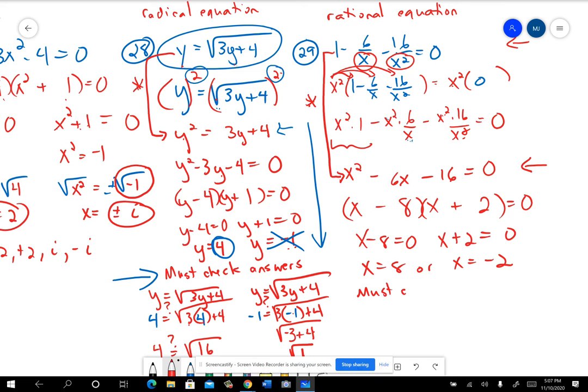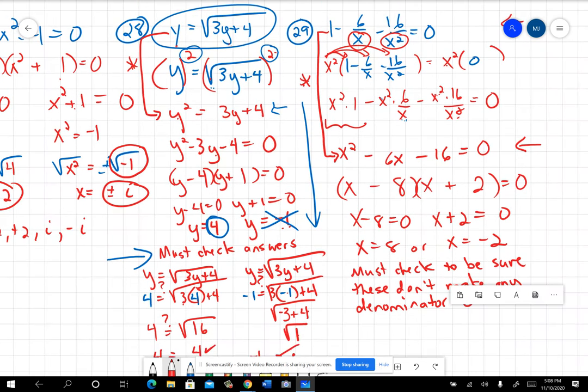And so you must check to be sure these don't make any denominator 0, okay? If it did, I'd have division by 0, which would be undefined.